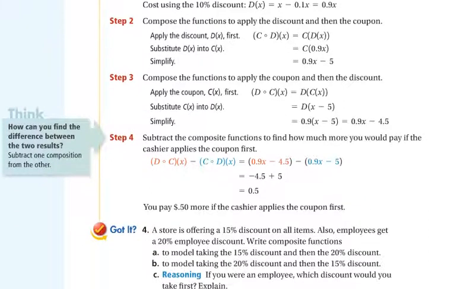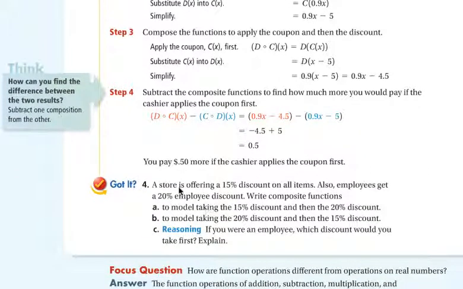All right, if you've got it, there's a problem right here about a store offering a 15% discount on all items, and employees get a 20% employee discount. Write the composite functions and work it out.